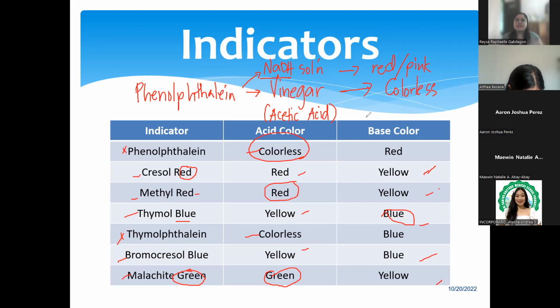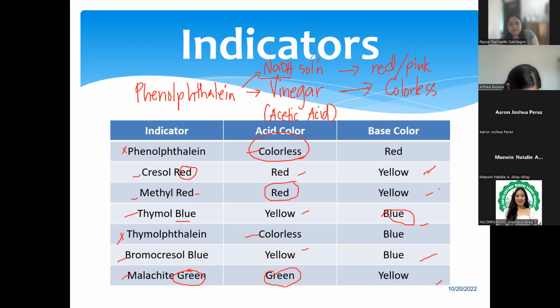So again, what is different sa other methods? Yung other methods kasi gumagamit talaga tayo ng laboratory equipment or apparatus. This time for the indicators, we are going to use chemicals to indicate whether a substance is acidic or basic based on the change in color. Okay? Questions or clarifications? Yes.